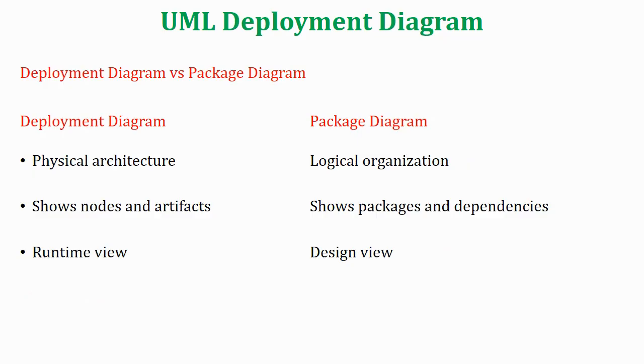Next, the comparison of the deployment diagram and the package diagram. The deployment diagram is a physical architecture, so physically we can view the nodes. For example, CPU is one node, a client is another node, and a server is another node. That is a physical structure. The package diagram is a logical organization. Already we discussed that grouping related components into a single unit is called a package, and it looks like a folder symbol.